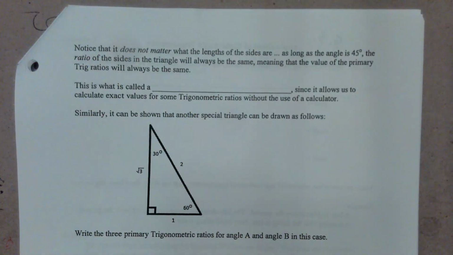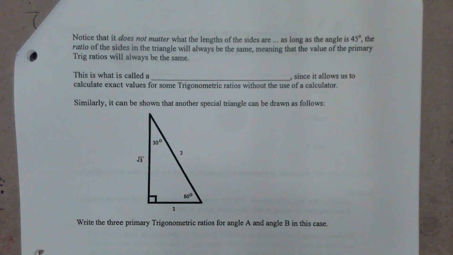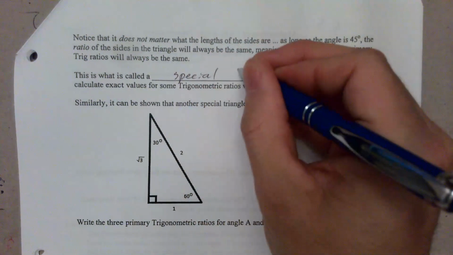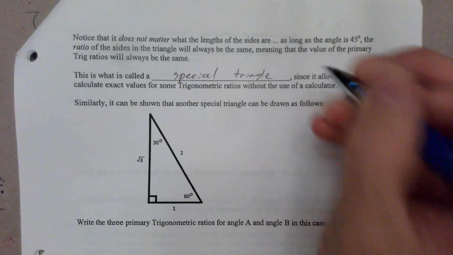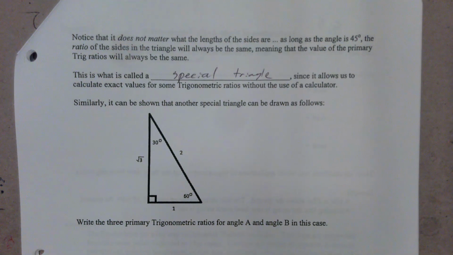Does not matter what the lengths are. What we're looking for is the ratio. This is what is called a special triangle, as it allows us to calculate exact values for some trig ratios without the use of the calculator.